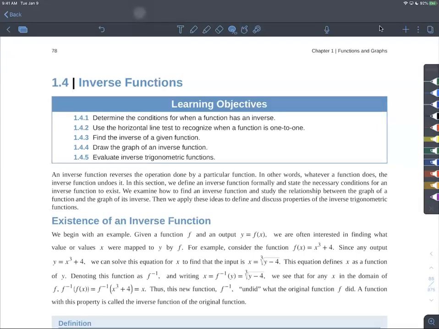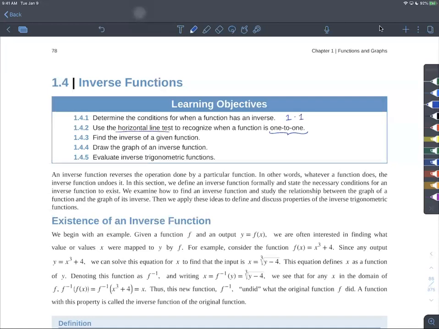All right, so section 1.4, inverse functions. Learning objectives: 1.4.1, determine the conditions for when a function has an inverse. And we're going to see that this is when a function is 1-to-1, right? Now, 1.4.2, use the horizontal line test to recognize when a function is 1-to-1.